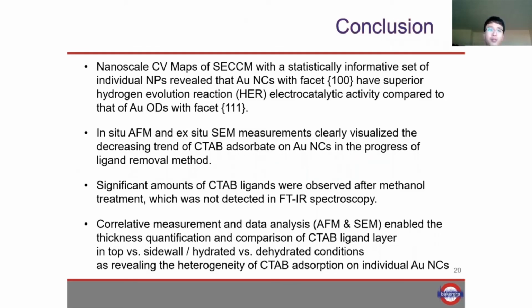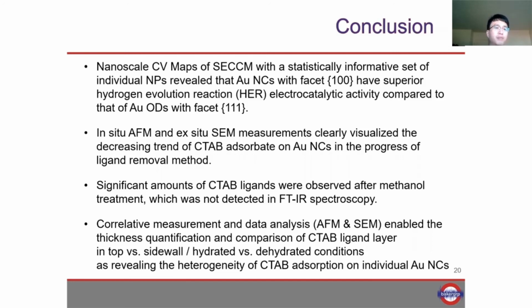In conclusion, nanoscale CV maps of SECCM with the statistical information reveal that gold nanocubes with the facet 100 have superior hydrogen evolution reaction electrocatalytic activity than gold nano-octahedrons with facet 111. So in situ AFM and ex situ SEM measurements clearly visualized the decreasing trend of CTAB adsorbate on gold nanocubes in the progress of the ligand removal method.